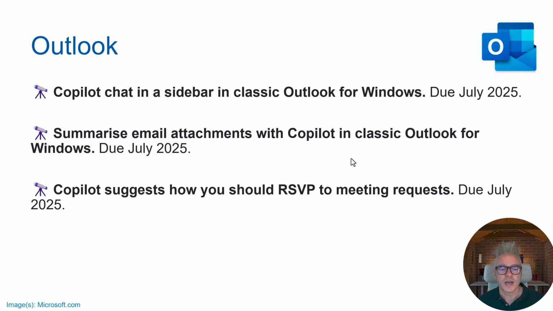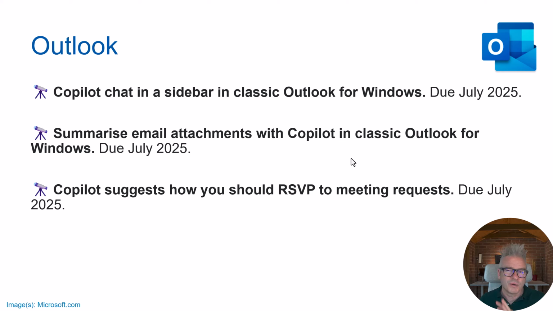Copilot suggests how you should respond to meeting requests. So that's interesting. I don't know how this is going to look. Will it know? If we've got a meeting about the XYZ project, and I've got some tasks for the XYZ project, and I've got loads of chats about the XYZ project, would it suggest that I go based on that, or will it know that I've got loads of outstanding tasks? I can't wait to see what it's going to do.